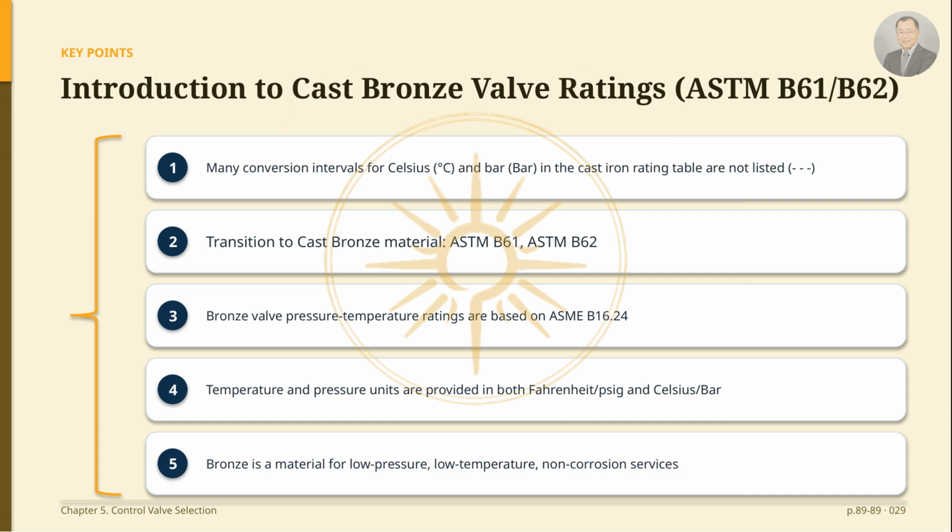Cast bronze valves follow the ASTM B61 and ASTM B62 standards, and the pressure temperature ratings are based on the ASME B16.2 standard. The units in the table are configured with Fahrenheit and Sig, as well as Celsius and bar, listed together. Bronze is generally a material suitable for low pressure, low temperature, non-corrosive service.